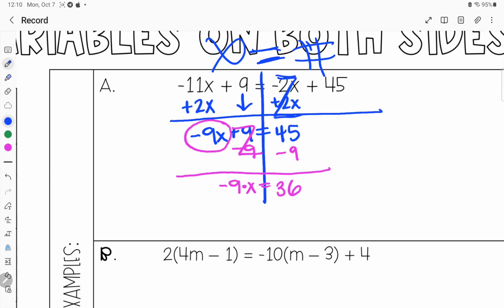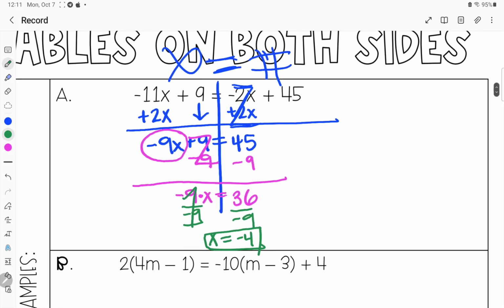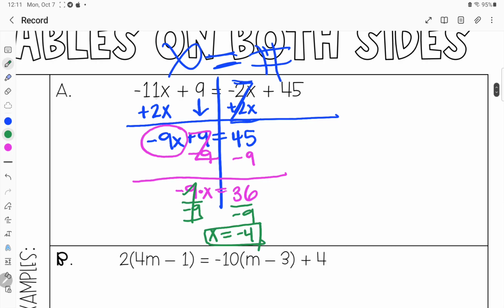to the other side. So now from here, I'm saying x is being multiplied by 9. So the opposite of multiplying is dividing by the exact same number on both sides. That will give me 1, leaving me with x equals negative 4. And you can plug it back in. We said that anywhere I see an x, it equals negative 4.